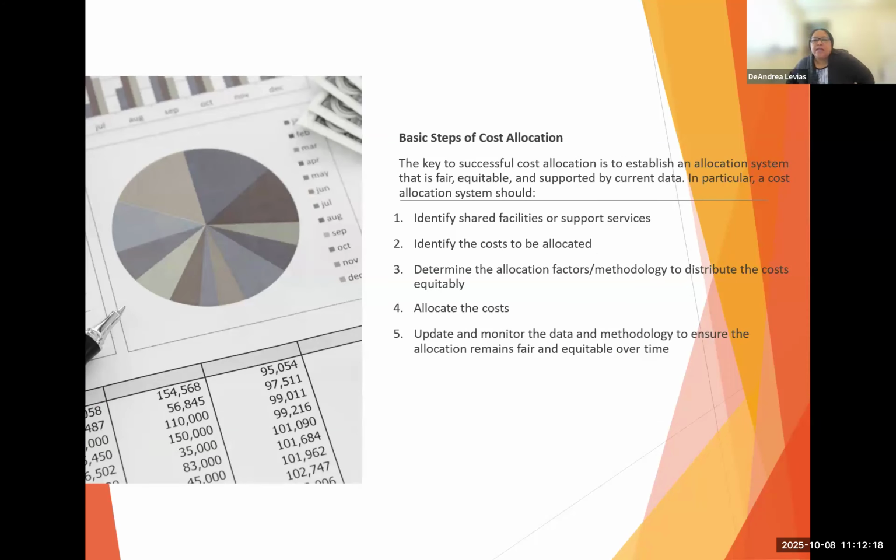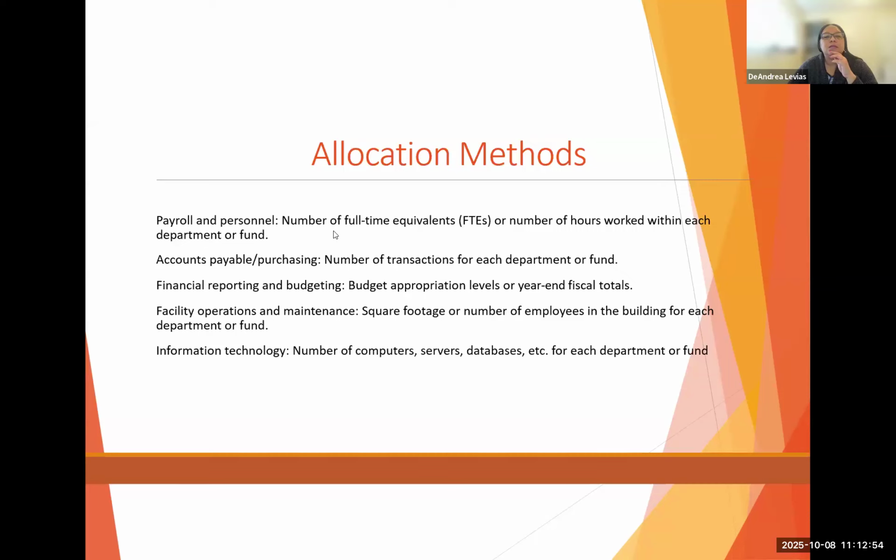Basic steps of a cost allocation. When we talk about cost allocation, that means this is an overall general expense that we're going to spread across programs or funding sources. What we want to do is identify what the shared facility or service is, identify the cost to be allocated, determine the factor that you're going to use to do the allocation, then allocate the cost, and then update and monitor as needed.